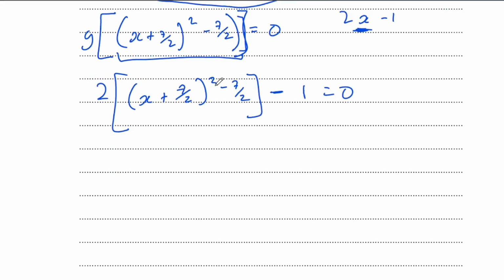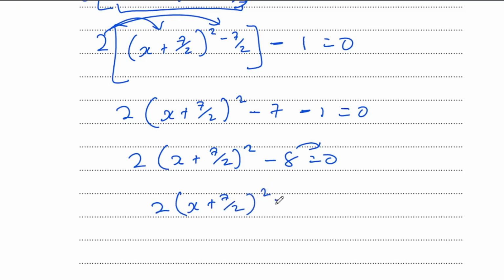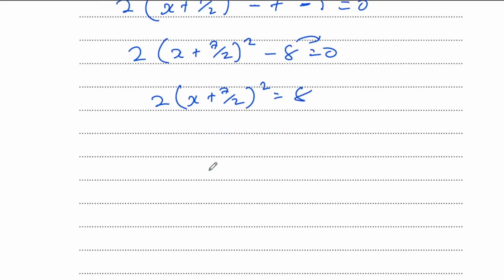And then we can just solve this. So 2(x plus 7 over 2) squared minus 7. Now you multiply this here and you multiply this here, and then you have minus 1 equals 0. It ends up becoming 2(x plus 7 over 2) squared minus 8 equals 0. Take 8 to the other side. So 2 bracket (x plus 7 over 2) squared equals 8. Divide by 2 on both sides. So (x plus 7 over 2) squared equals 4.